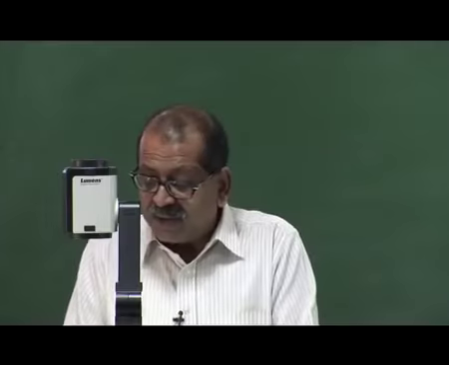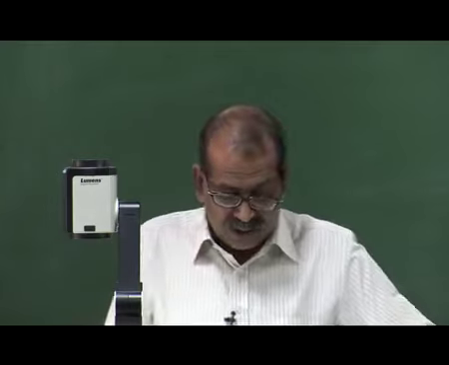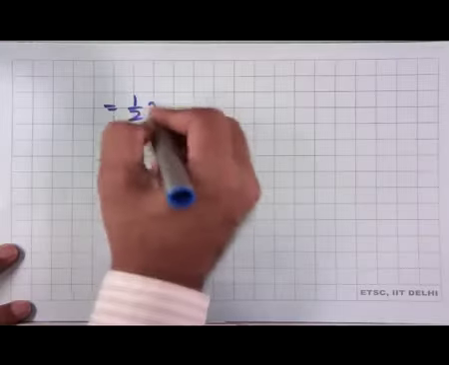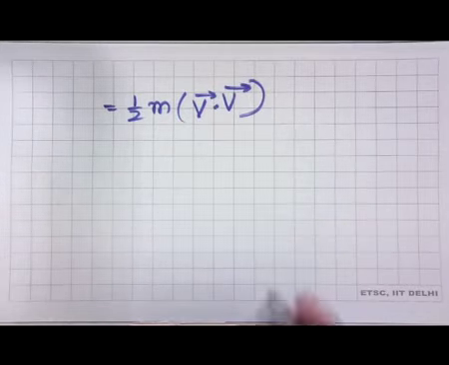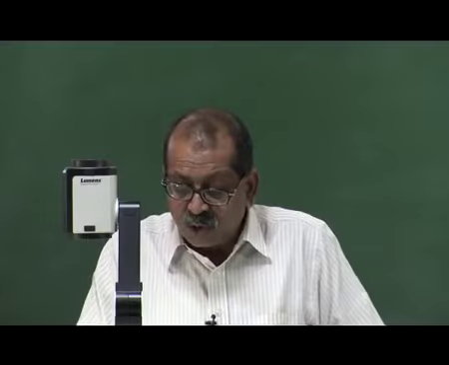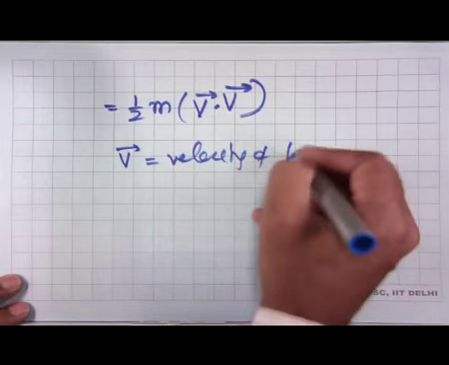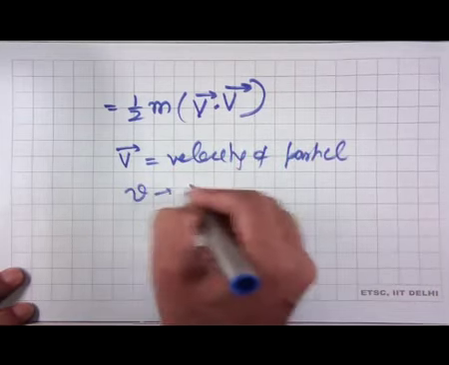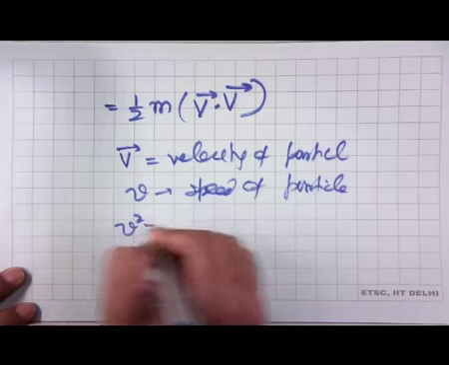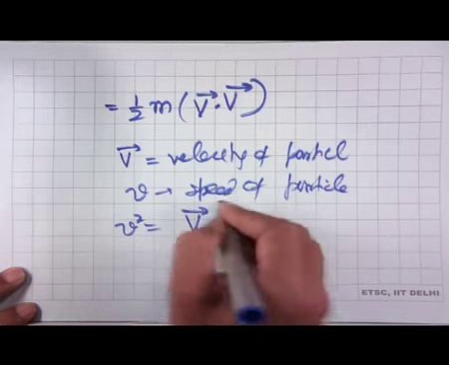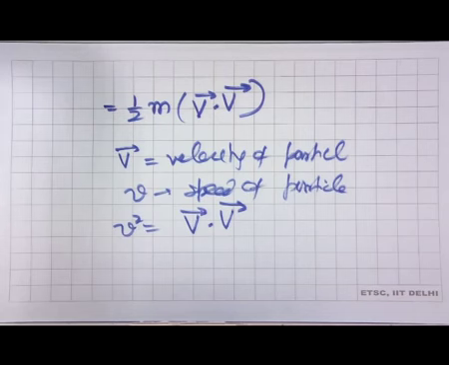So, kinetic energy is defined as half m v square, and we can also write it as half m times vector v dotted with vector v. Here, vector v is the velocity of the particle, small v was the speed of the particle, and what we know is v square is equal to the dot product of the velocity with itself. So, kinetic energy is equal to half m v square.